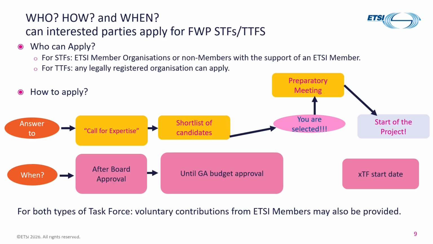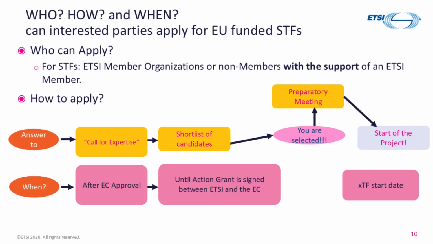Finally, the project formally starts either at the beginning of the year or on the agreed start date of the task force. Now let's look at how this works for EC and EFTA funding. The process remains broadly the same. A call for expertise is opened on the ETSI portal after the approval from the European Commission. Next, a shortlist meeting is organized involving the ETSI Secretariat and the reference body chair, and this is to select the most suitable candidates. This phase continues until the grant agreements between ETSI and the EC or EFTA are signed.